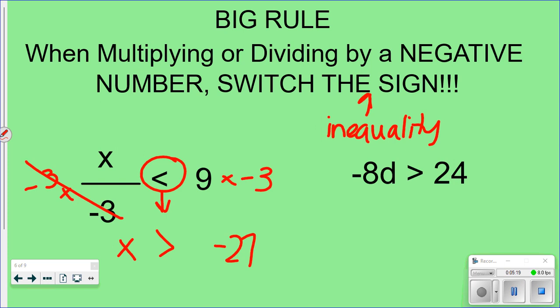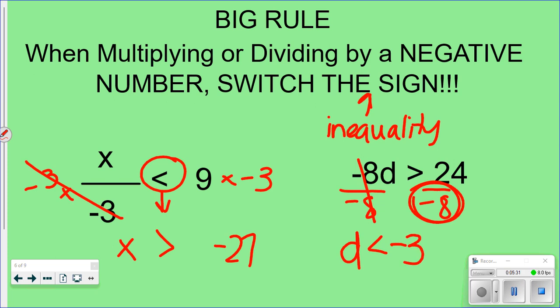Let's try this one over here. I'm going to divide by negative 8. Since I'm dividing by a negative number, then I have to switch the inequality sign. This is going to be negative 3.